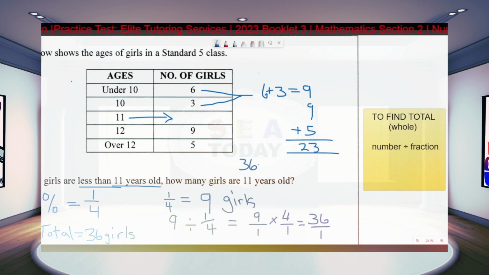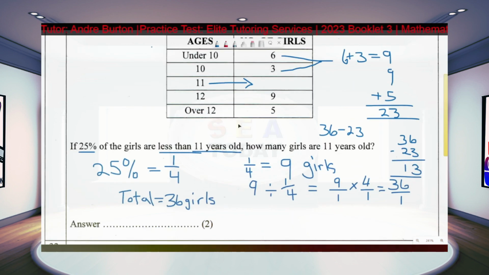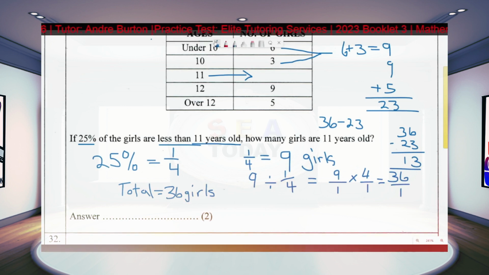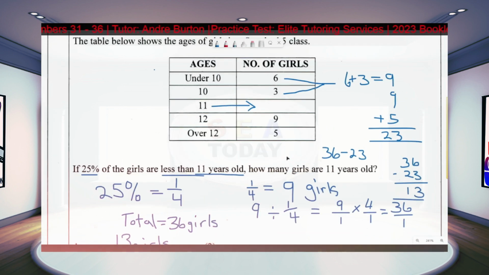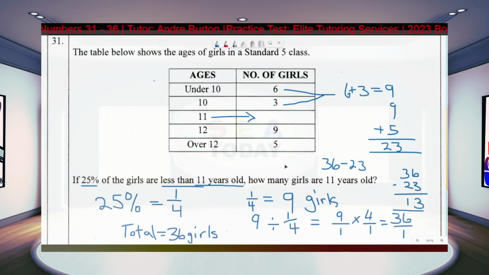So 36 take away 23 will give us the answer, you see. So 36 take away 23, 6 take away 3 is 3, 3 take away 2 is 1. So that is 13 girls who are 11 years old. Alright, that would be for 2 marks. A good bit of working for 2 marks, but it's simple mathematics, and once you understand finding the total using fractions, you could apply that to any type of question that has fractions. Alright, so let's get on to the next question.